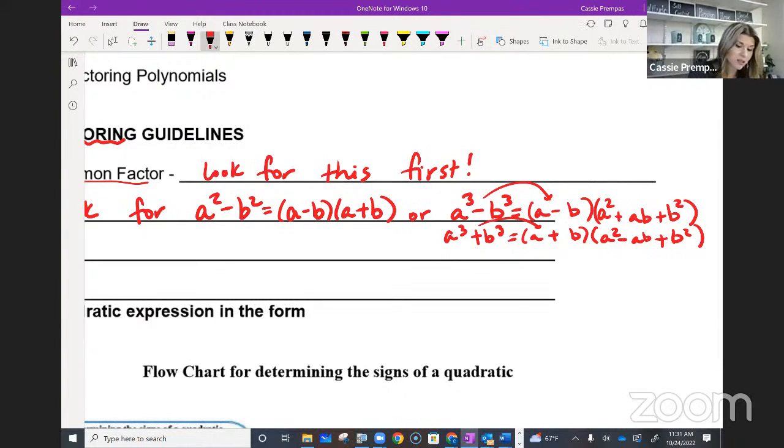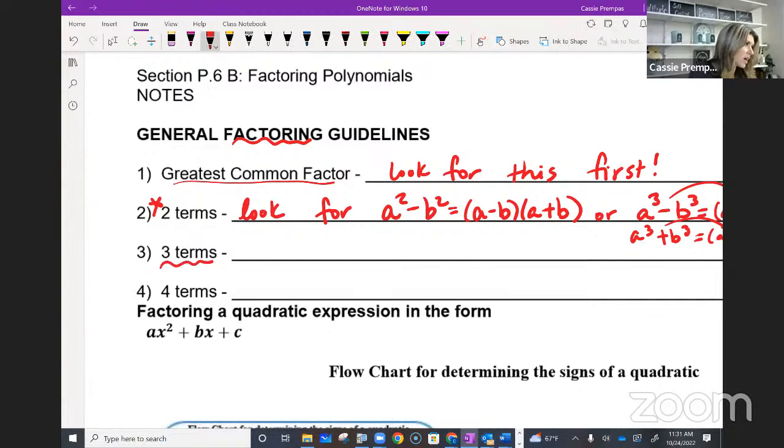Then our next few sections we're going to be looking at is what do you do if you have three terms? How do you factor? And the strategy that we use, and this is in all math classes at Wheaton Academy, is we call it using trial and error, but it's really strategic trial and error. There's a lot of strategies to it. So I just add the word strategic.